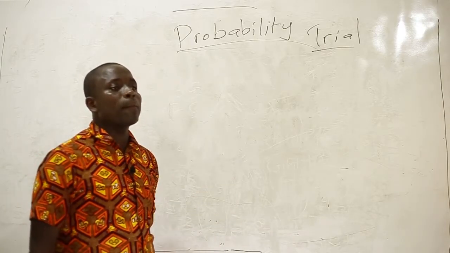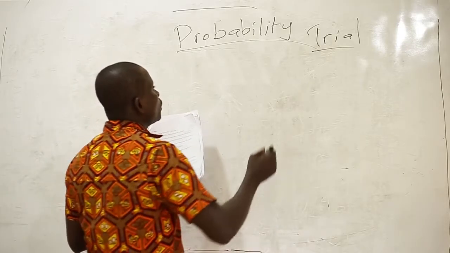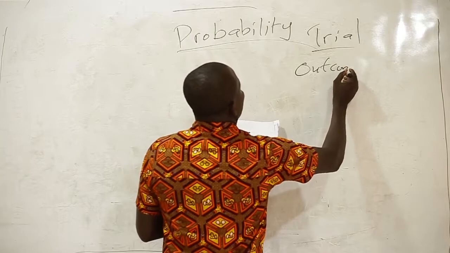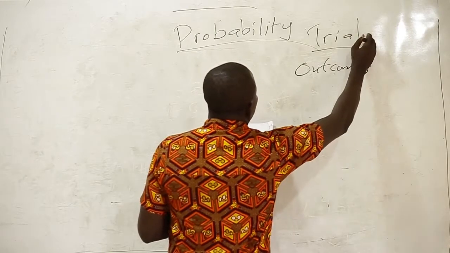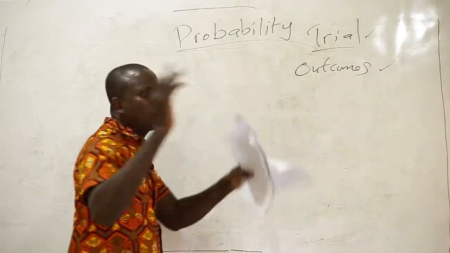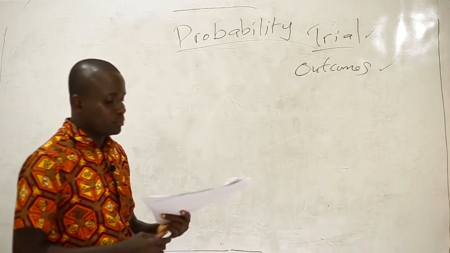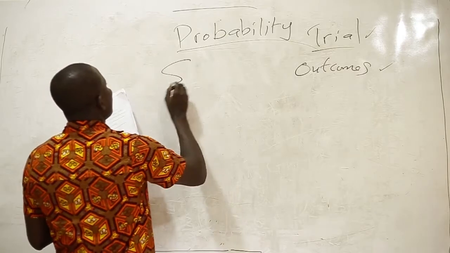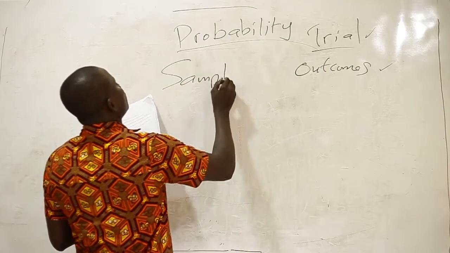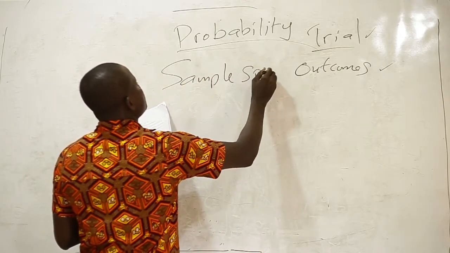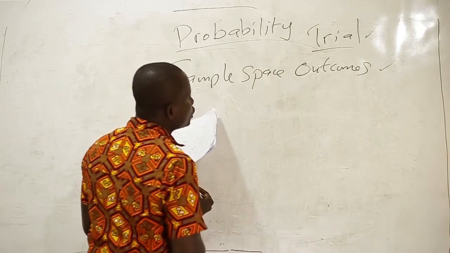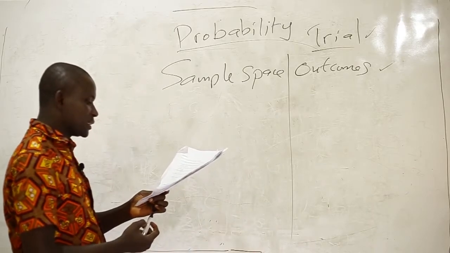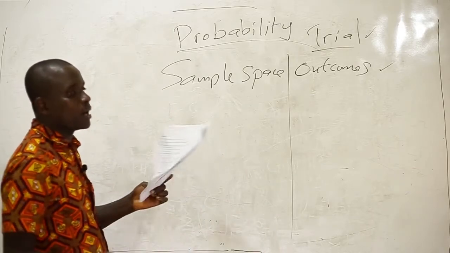Then we call something the sample space. We have spoken about an outcome, which is a result of performing a trial. So what comes out of the trial is the outcome. Then the sample space. What is the sample space? The sample space is the complete set of possible outcomes.